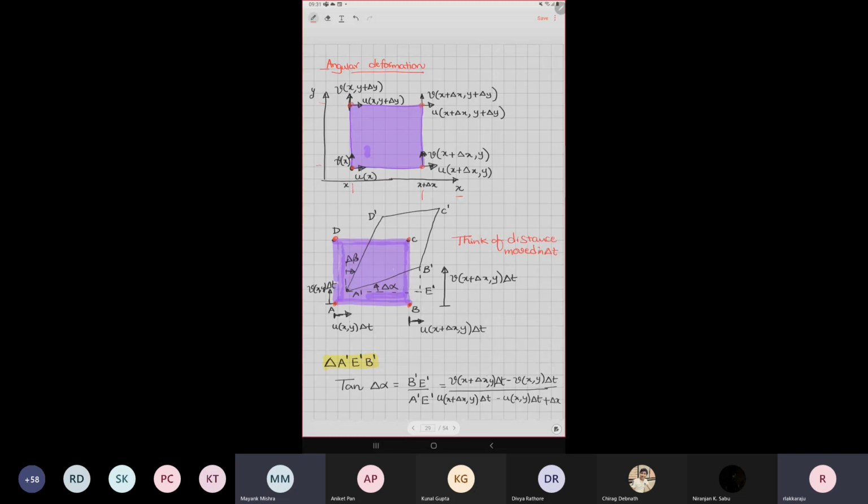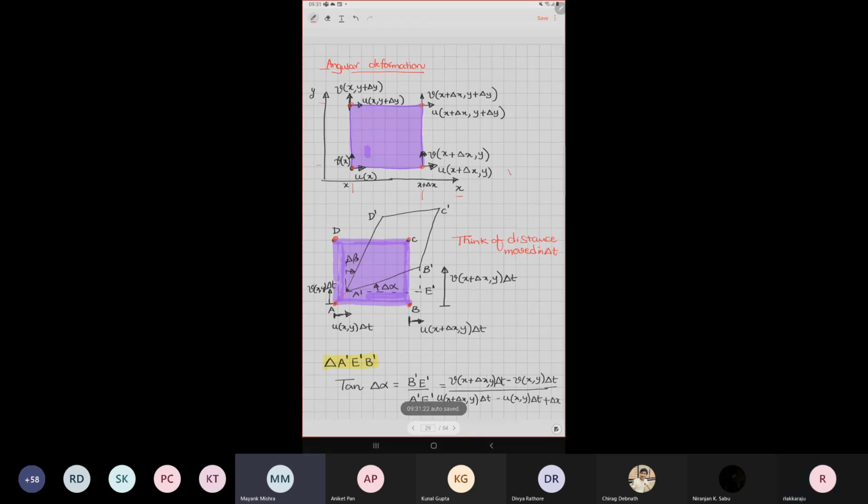Over time, this material translates in space. So A goes to A prime, B goes to B prime, C goes to C prime, D goes to D prime. But it's not just a translation, a kind of rotation of the axes also happened.